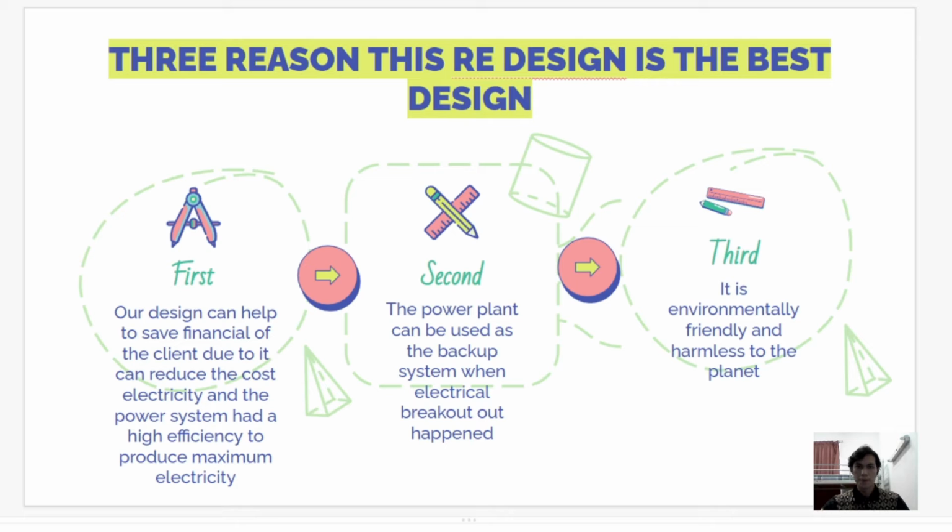Hello, I'm Lionel Avun, matric number AN190019. For question 3.1, three reasons this renewable energy design is the best design.